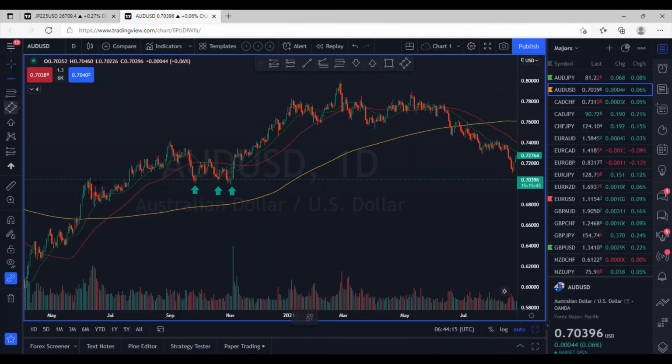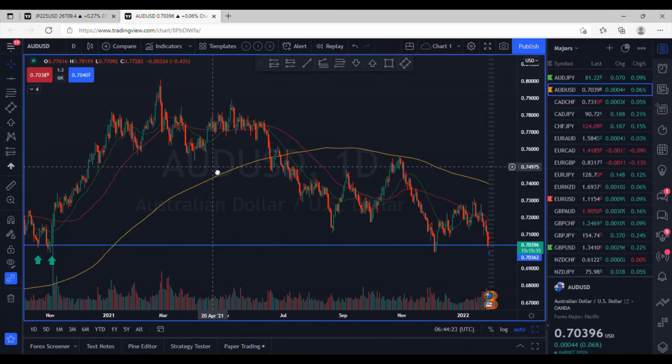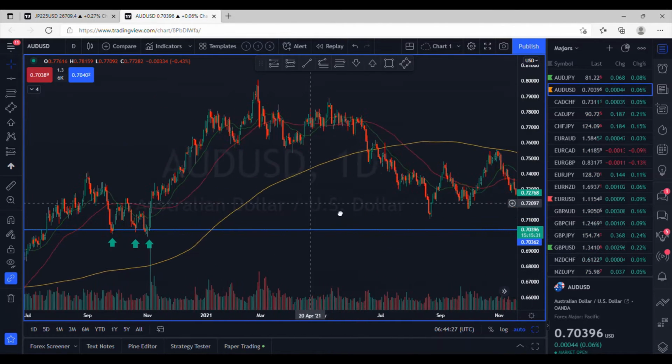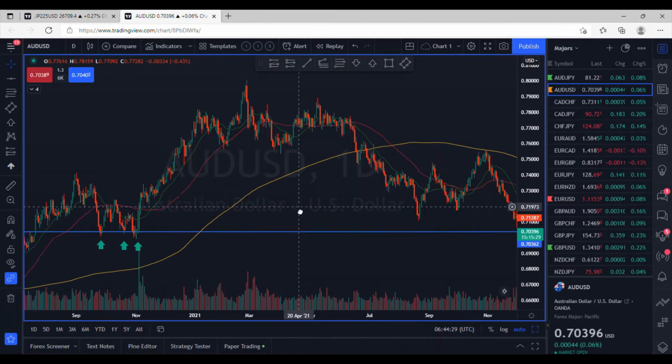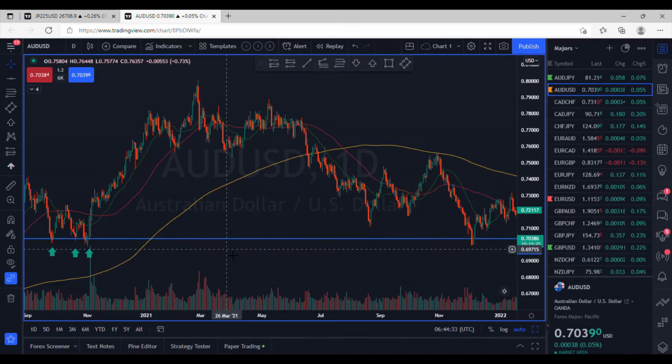So let's put a support line right there. At the moment we can say it's a support line because at this moment in time it is supporting the weight of the market at 0.70390. So we've had tests, tests, tests.